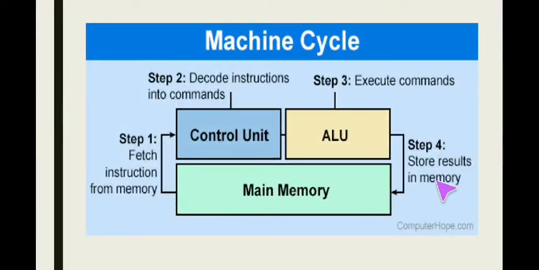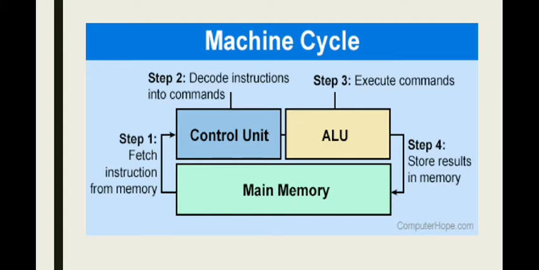This one is the machine cycle. It is the most important cycle in the computer. This is the main memory. This is used to fetch instructions from the memory, because everything is stored inside the memory. The control unit decodes instructions into commands, because the control unit performs functions, and the ALU, the arithmetic logic unit, executes the commands and stores results in the memory, so that we can see it.